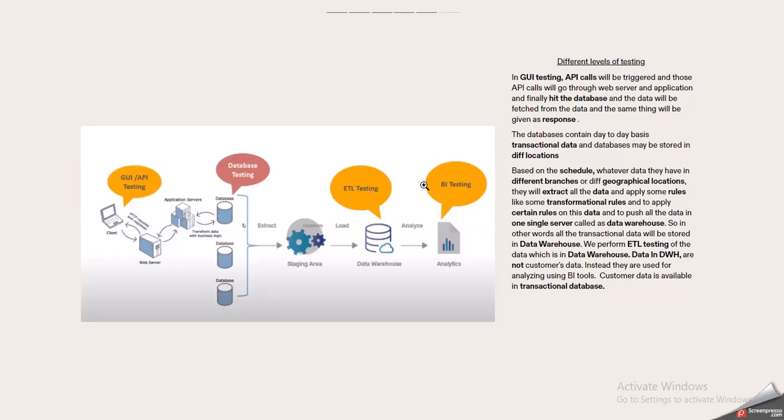So this basically is not at all attached to database testing. Database testing is what happens here. So the four levels are basically GUI, API testing, database testing, which happens here, then ETL, then BI.